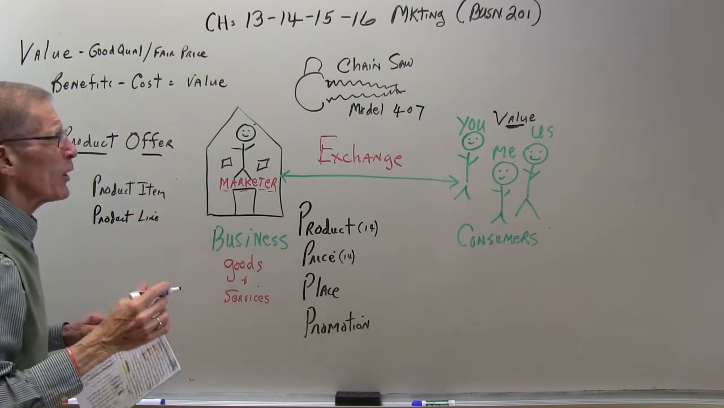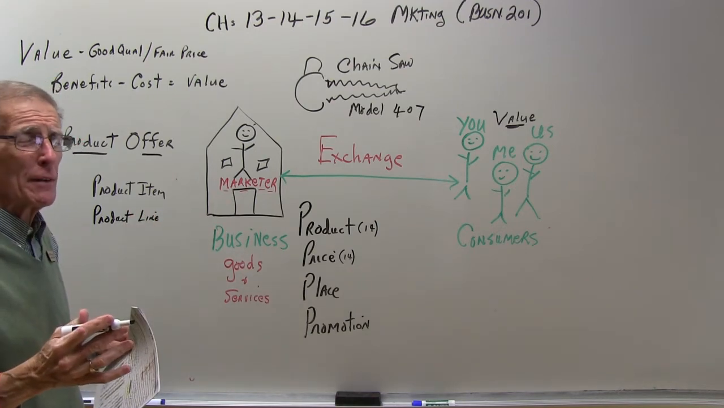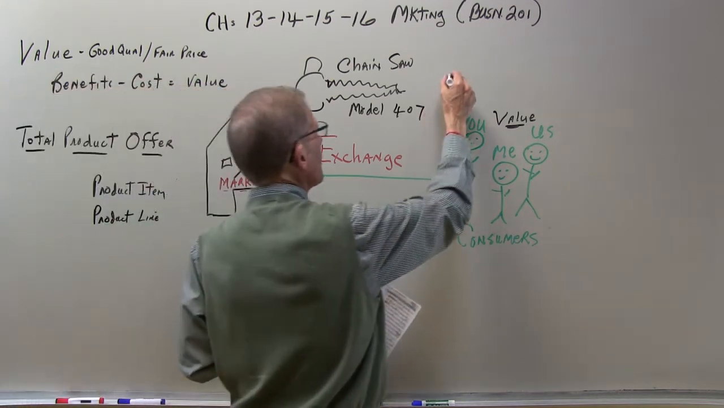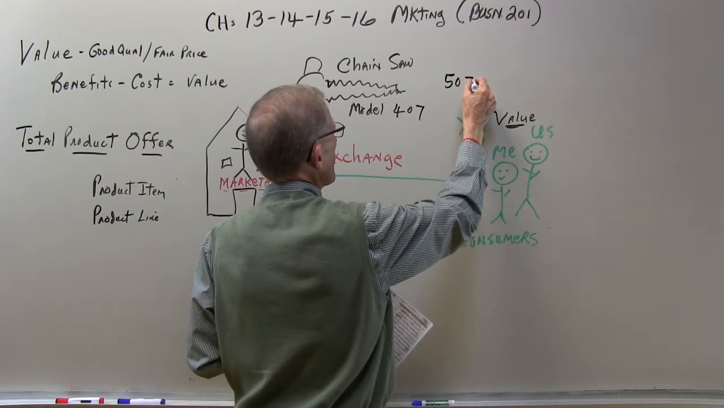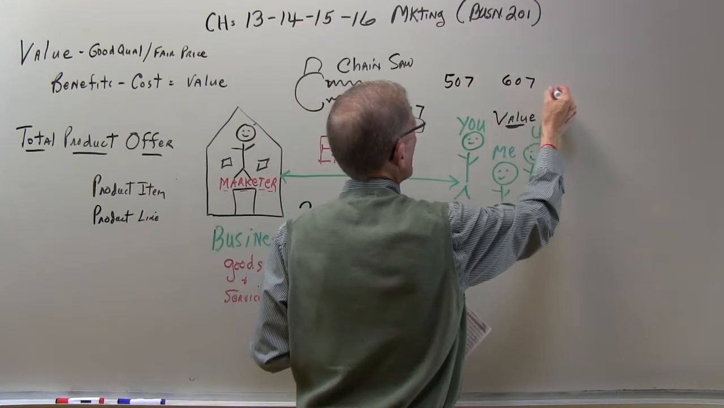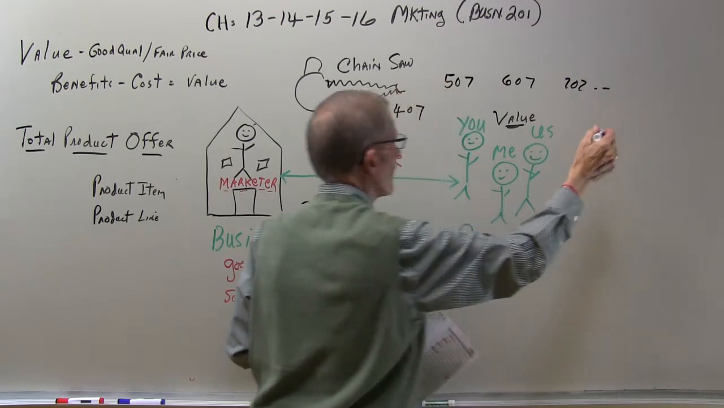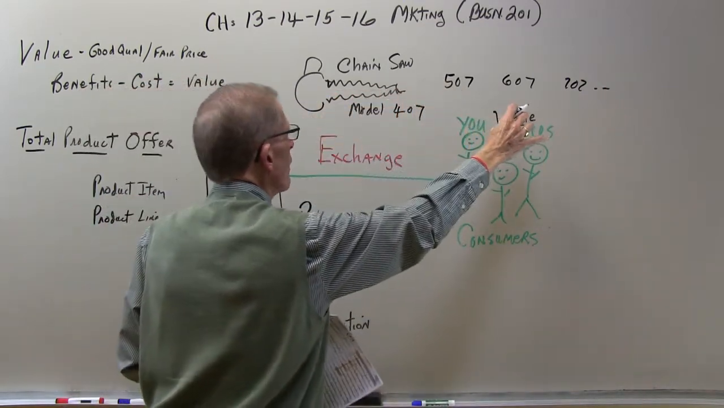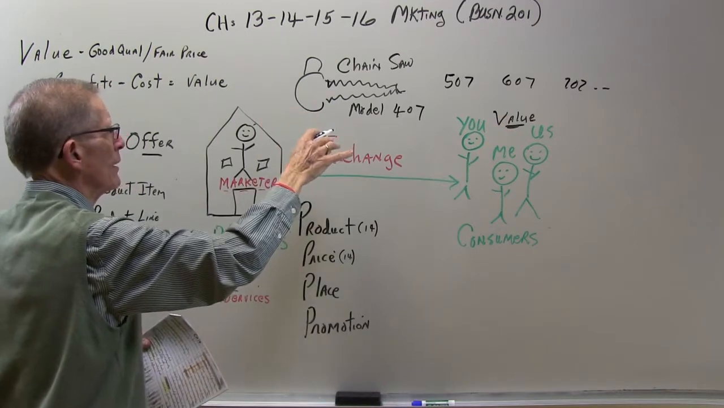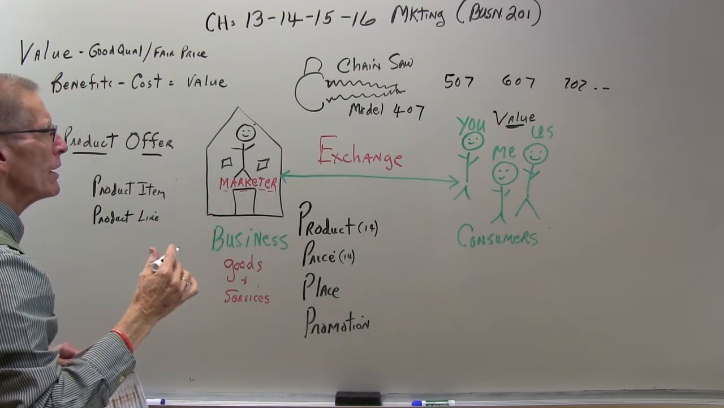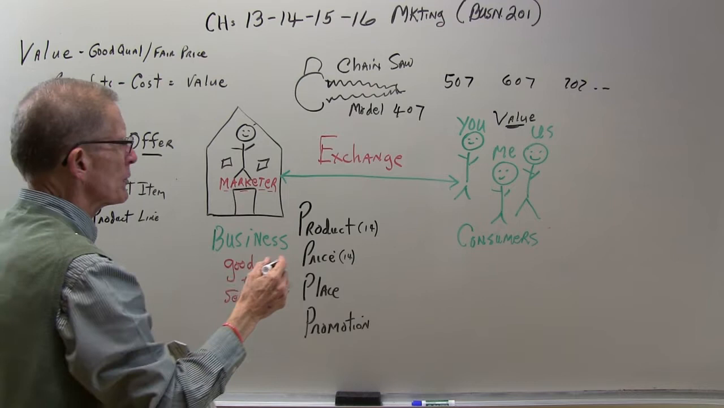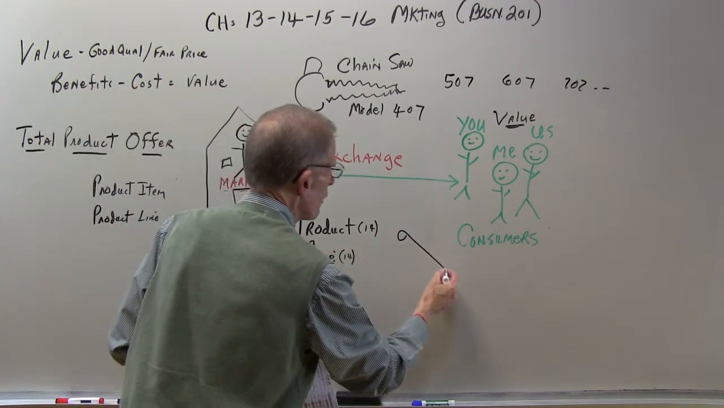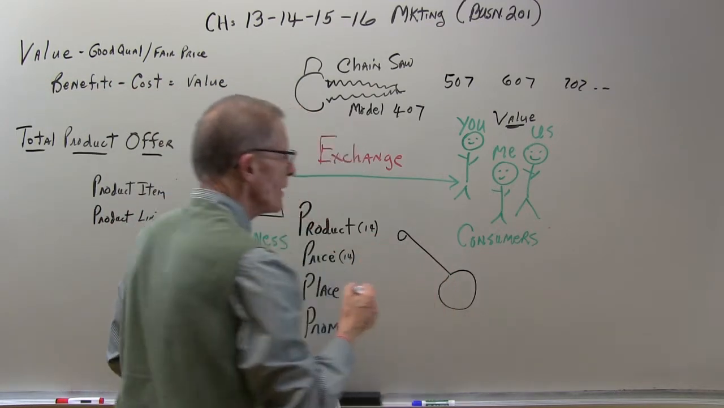Do you think that they only sell model 407? Probably not. They may sell model 507, 607, 707, and so forth. Those different models of that chainsaw make up the product line. But in addition to chainsaws, this company may also sell weed eaters.